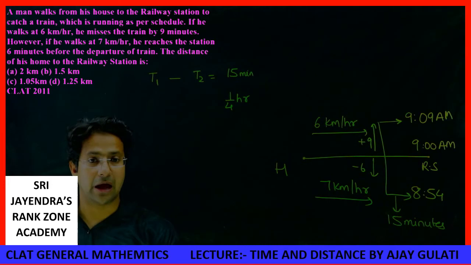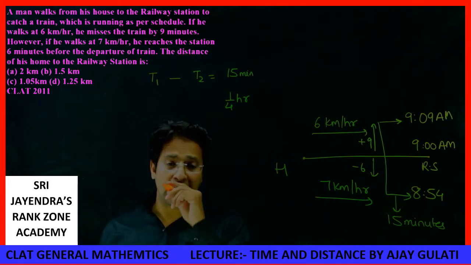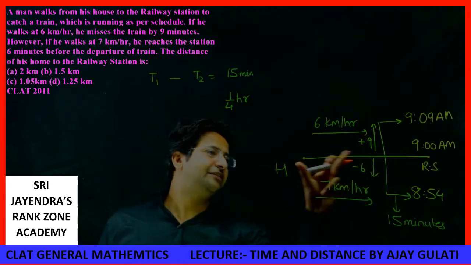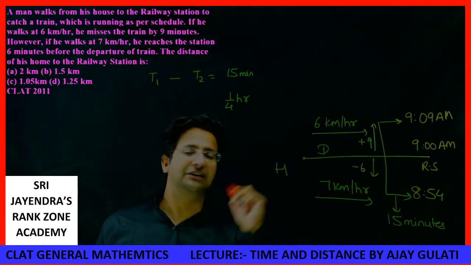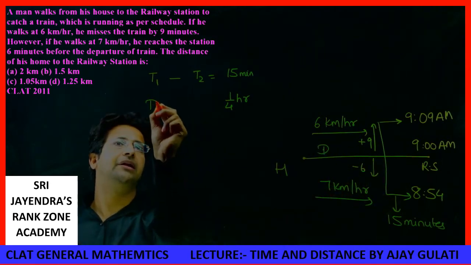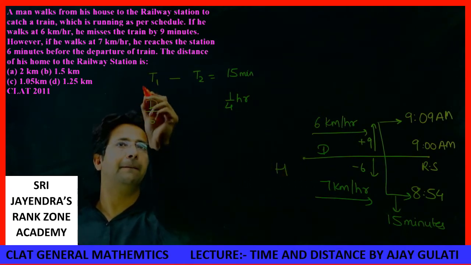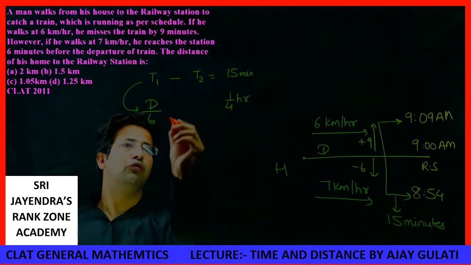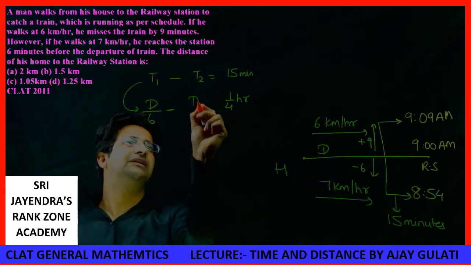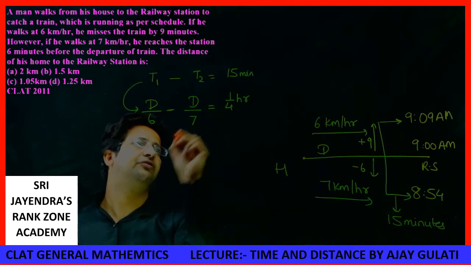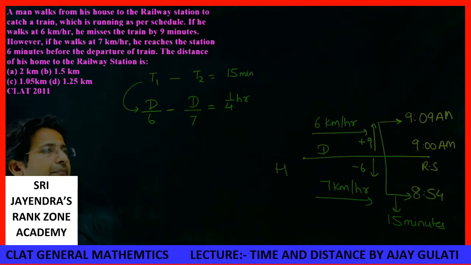Clear? Now, how do we calculate the distance between the times? What is T1? Let's say this distance was D. What is the speed? Speed was 6. This is T1. Getting it? What is T2? The second day the same distance was covered at a speed of 7. This gives me 1/4. Clear?